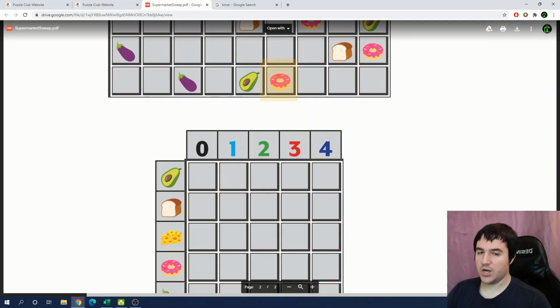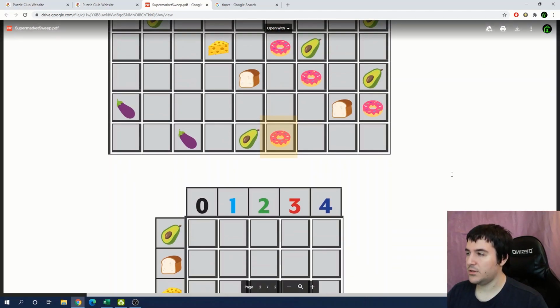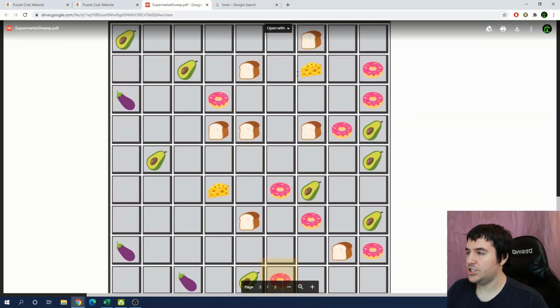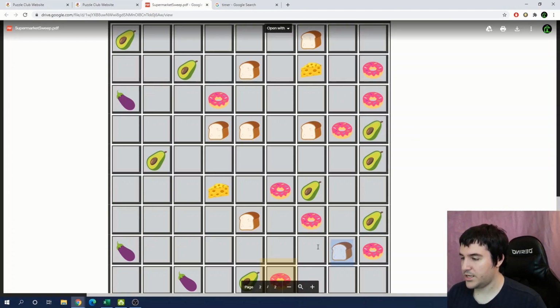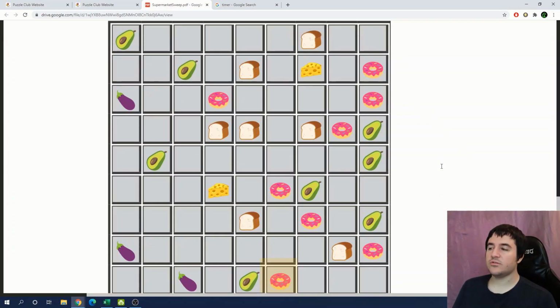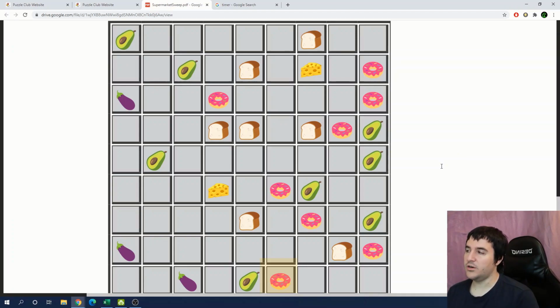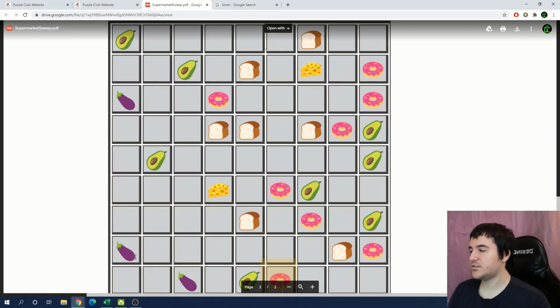We could also start from the opposite end and look at the 0. Obviously the cheese can't be 0, because then there would be none around the bread. The donuts couldn't be 0, because that would block out all of these spaces around this avocado. The bread can't be 0, because that would block out everything around this donut. So 0's either the eggplant or the avocado. I think eggplant would make the most sense because it's so far away from everything else. Just putting 0's over there would kind of block everything off.